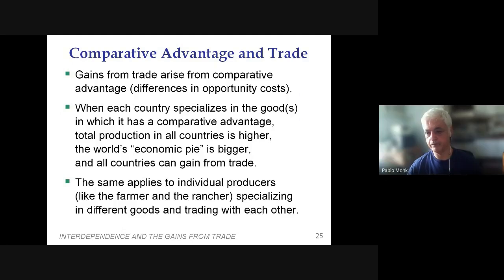So this proves, this is saying individual producers, like a farmer and a rancher. Like a farmer is going to grow wheat, the rancher is going to raise cows, or sheep, or whatever meat he makes.